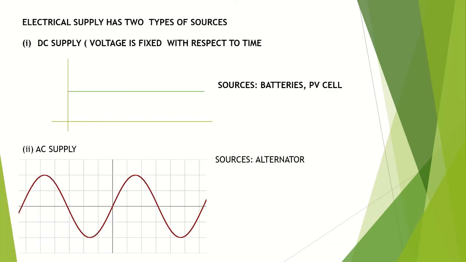In electrical engineering, there are two types of supplies: one is DC supply and another one is AC supply. In DC supply, the voltage is constant throughout the time. It will not change. So that is called DC supply. In AC supply, the voltage is changing throughout the time. Based on the time instant to time instant, the voltage changes. So this is called AC supply. The sources for DC supply are batteries. The source for AC supply is the alternator. Through solar cells also we can generate DC supply.